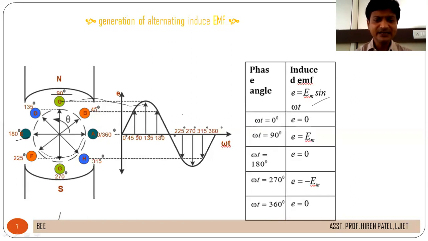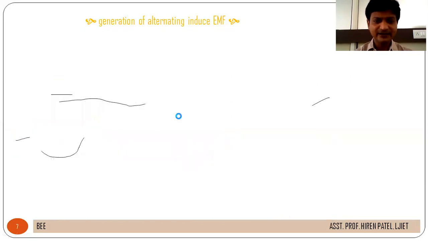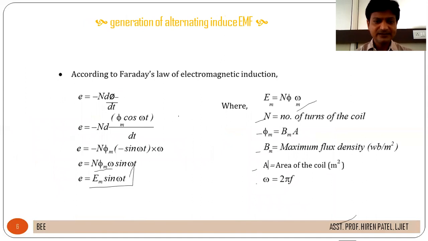This is the basic equation: E equals Em sin omega t. Em stands for the maximum value of induced EMF, and omega t equals theta. This is the angle of rotation of the coil.